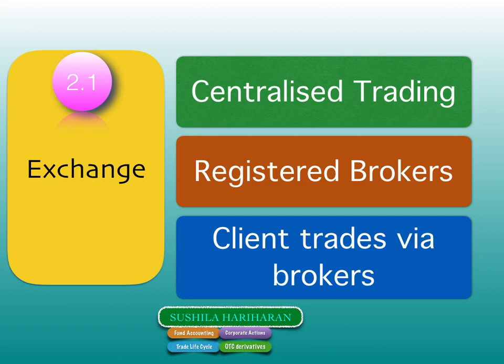So if you look at exchanges in India, we have equity markets, which are like NSE and BSE. We have commodity exchanges like MCX. In the United States, you have NYSE and NASDAQ. You have LSE in Europe. You have Tokyo Stock Exchange. So these are all exchanges where there is centralized trading, and all the client orders are routed through this centralized trading platform via registered brokers. Any trade that does not take place via centralized trading will be called as off market trading.